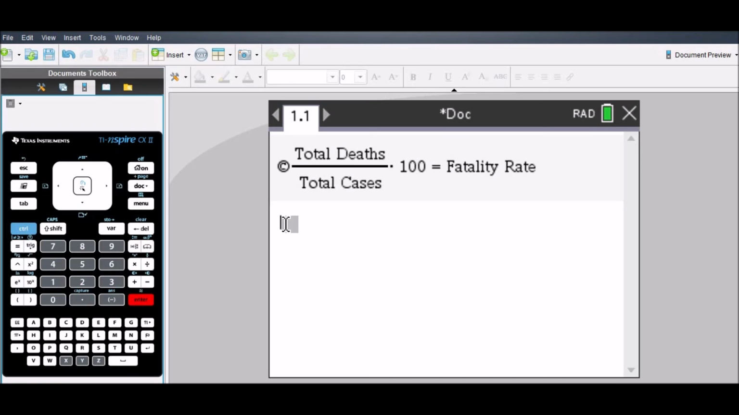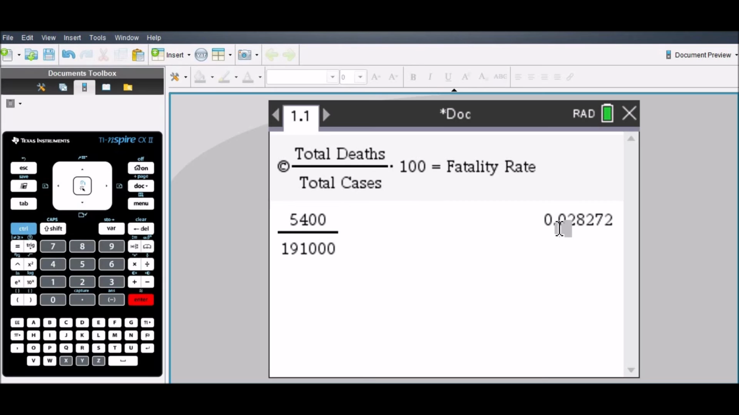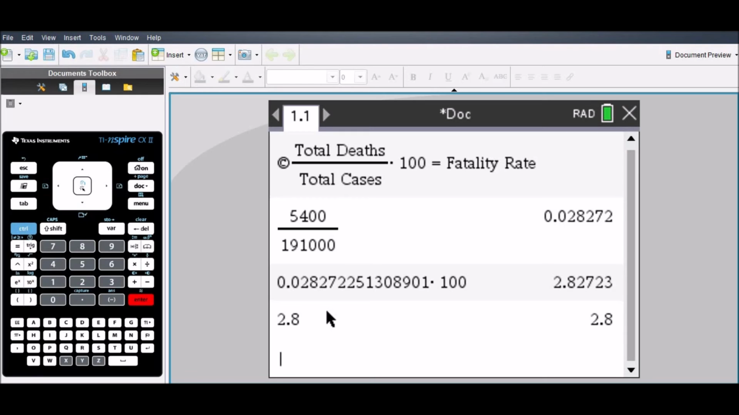Let's see what the fatality rate is for India. 5,400 divided by almost 191,000 gives us the answer 0.028. And if we multiply that by 100, because we have times 100 here to get the answer as a percentage, we get 2.82. So that's the fatality rate for India.